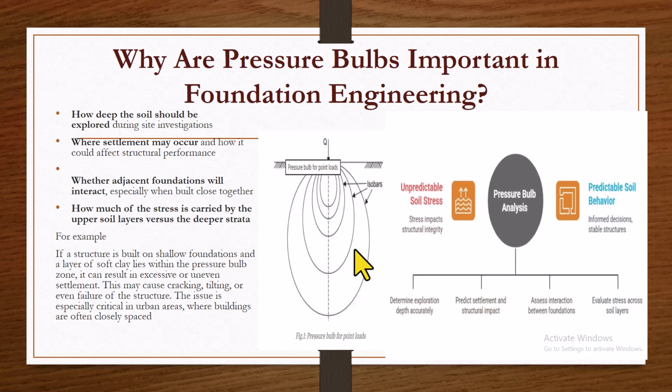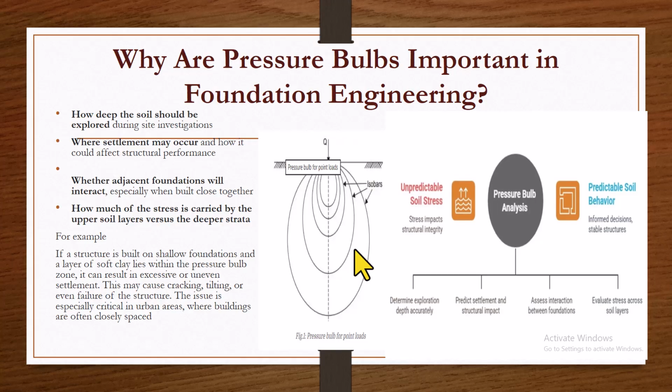And the first thing here is how deep the soil should be explored during site investigations. So let's say, for example, we have a shallow footing, and you are being called as a geotechnical engineer to carry out a soil investigation. From the pressure bulb, you'll be able to know, okay, this is the depth I'm going to terminate.